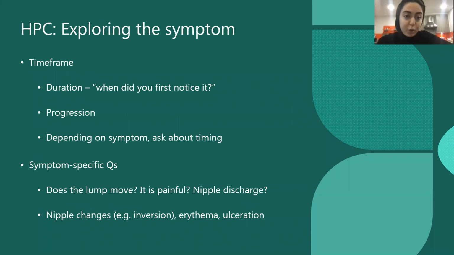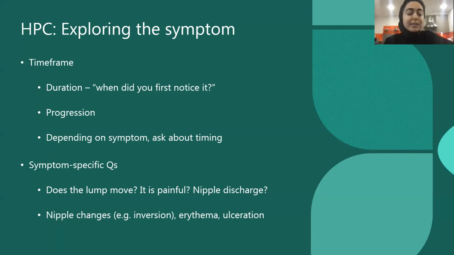Once you've started with an open question and given them their golden minute, you can start with your closed-ended questions in order to explore the symptom. An easy way to start is by asking about the time frame. When did it start? Or when did they first notice it? Then, depending on the symptom, you can ask about the progression. Let's say it's a lump. You can ask, has it stayed the same size? Has it gotten bigger? Or did it get smaller in size? Or for example, if it was breast pain, is it a constant pain or does it come and go?